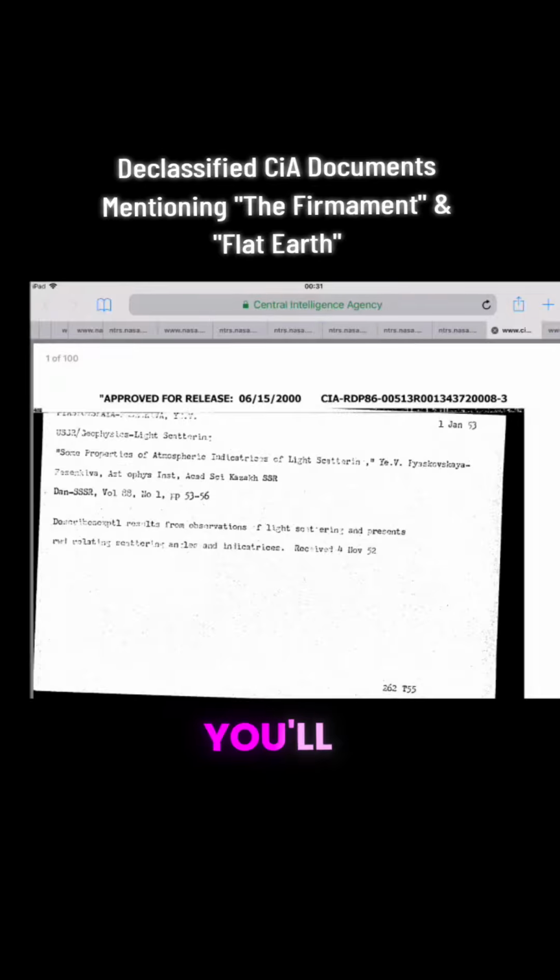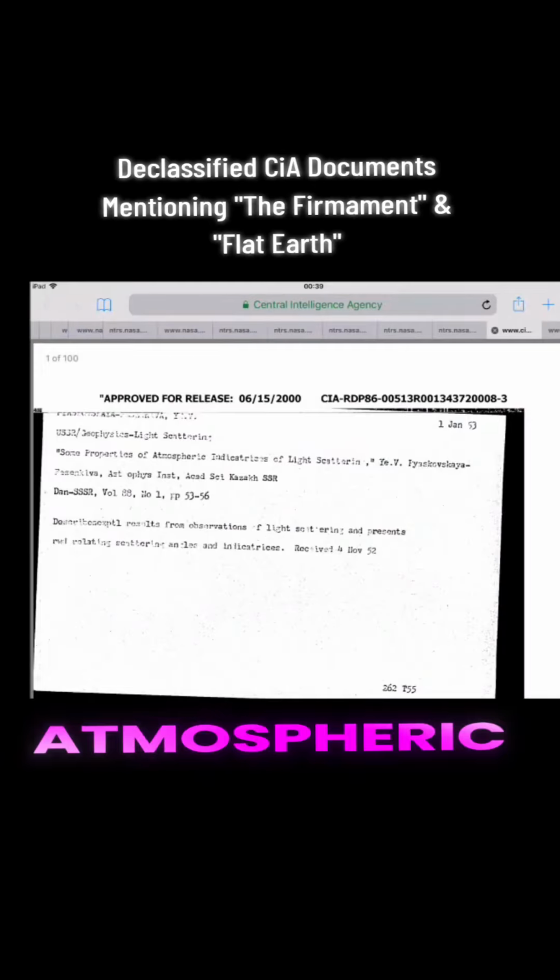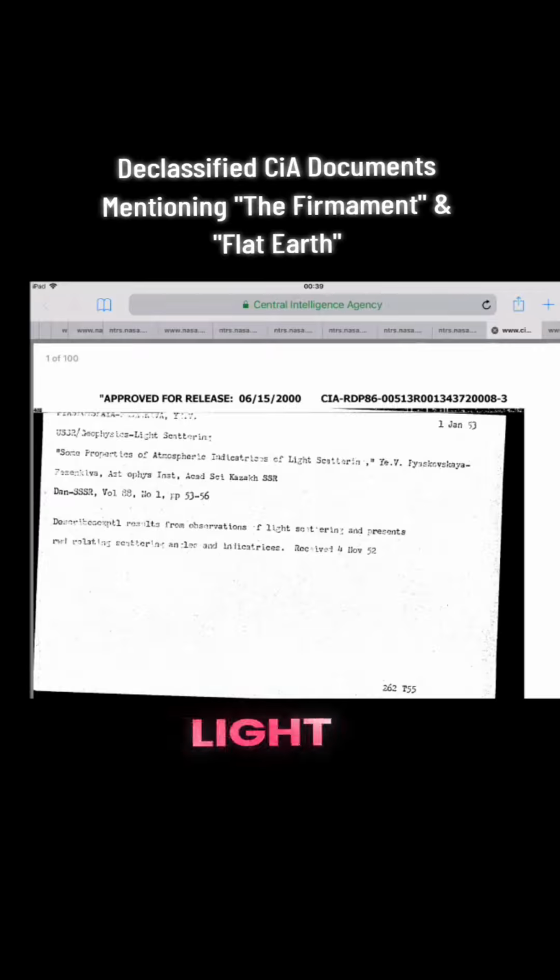So you'll see these CIA documents that were approved for release in 2000, and you'll see that this is actually the Scientific Council of the Institute of Physics of the Earth in the USSR, and that they argued for these findings at the geophysical year. It's about light scattering in the high atmosphere, so some properties of atmospheric indicatrices of light scattering by Payaskovskaya, Vasenkiba, the Astrophysics Institute, the Academy of Sciences in Kazakhstan, the USSR.